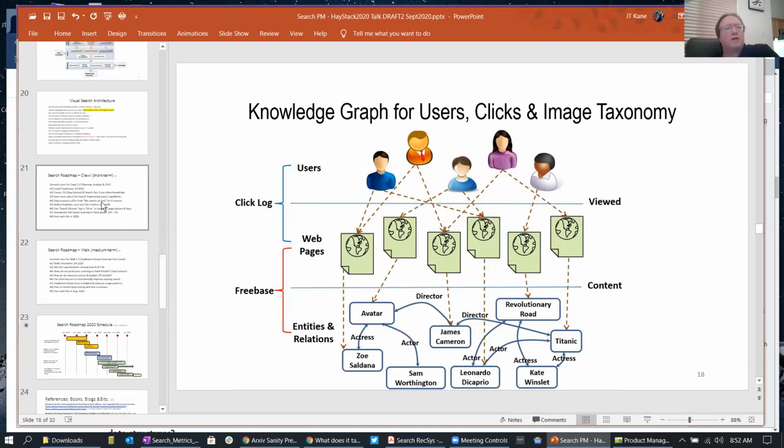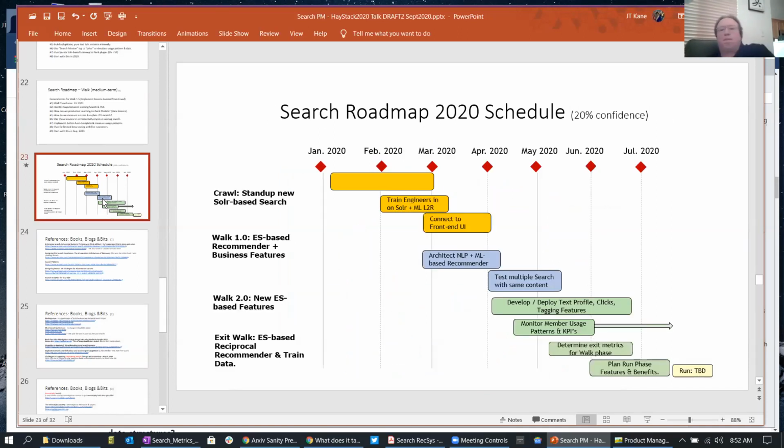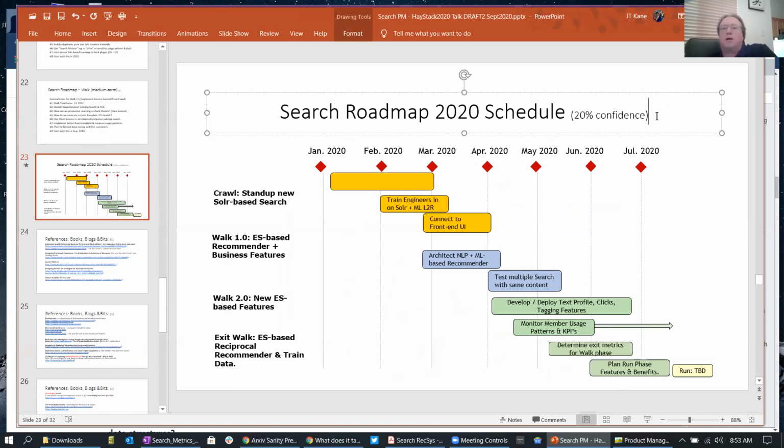I'm nearing the end of time, so I'm going to skip over a few things. I will show this. This is a search roadmap, and it has different components: crawl, walk, and run. One of the important things I include up here is a confidence level. In this case, 20%, because this was initially put together at the end of last year for work that was going to be done this year. So the confidence level I had in meeting the schedule was very low. As we get more specific, I increase this confidence level. It's a very good way of making known to the business teams that the schedule can change over time.